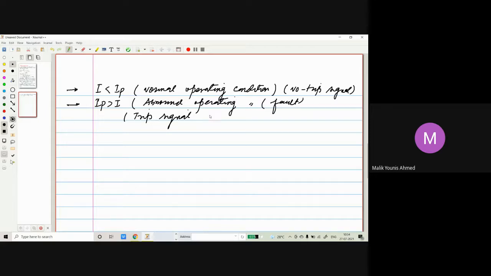Now here, the trip signal will be activated and will be issued to the circuit breaker. So what is going to happen?